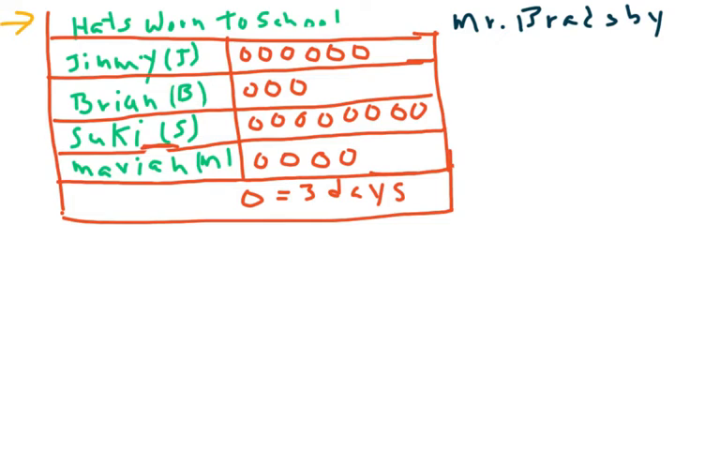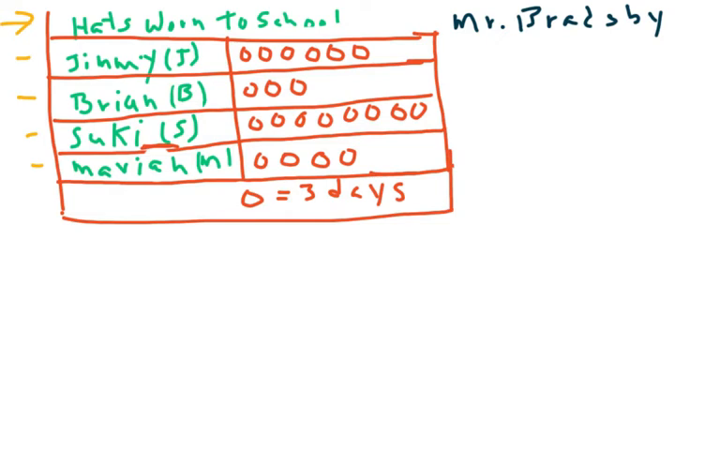This would be like in January when it's cold, a lot of the students wear hats to school. And so what we have here is Jimmy, who's represented with a J, Brian, who's represented with a B, Suki, who's represented with an S, and Mariah, who is represented with an M, the first initial of their names. And so here's information about hats worn to school.